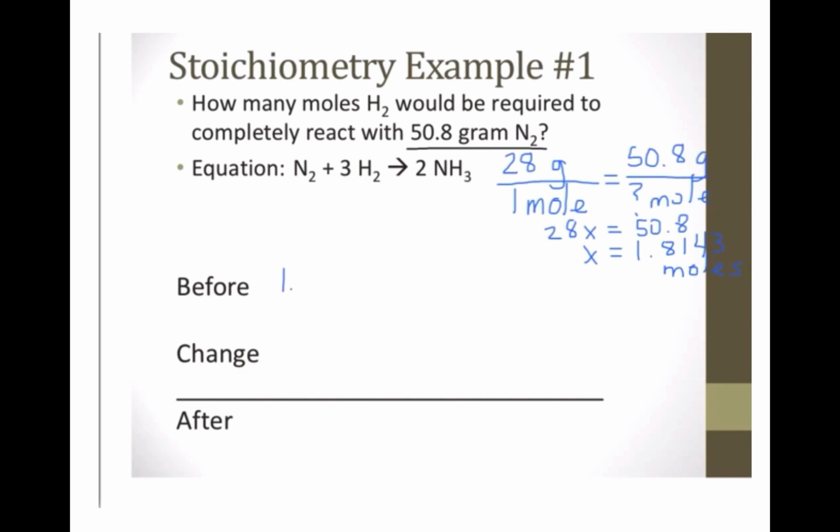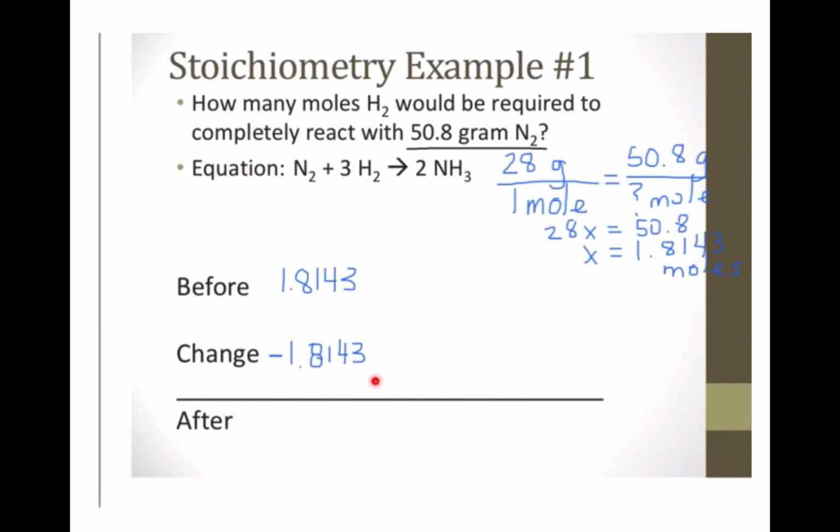So before, our starting point is 1.8143 moles of nitrogen. And we're going to use all of that in the reaction because it says completely react. Next, I'm going to look at that mole ratio that comes from my balanced chemical equation. There's a 1 in front of the nitrogen and a 3 in front of the hydrogen. That's saying for every 1 mole of nitrogen that reacts, 3 moles of hydrogen have to react. So if, in my specific example, 1.8143 moles of nitrogen react, 3 times as many particles of hydrogen, 3 times as many hydrogen molecules have to react. So I'm going to take that 1.8143 and multiply it by 3.